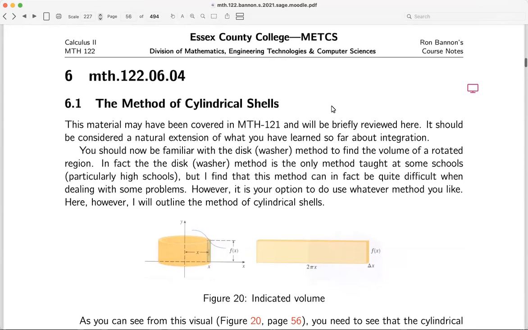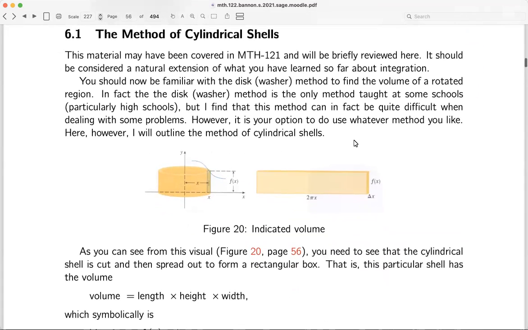Okay, we're in section 6 of the notes. It's the method of cylindrical shells. Basically, it's a visualization problem. I'll certainly read through this. It's going to be a brief section.